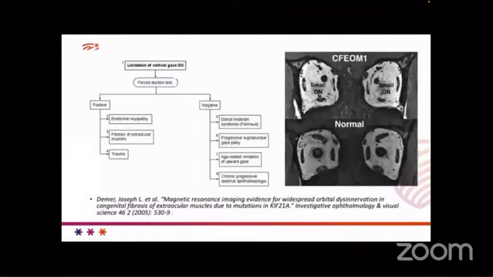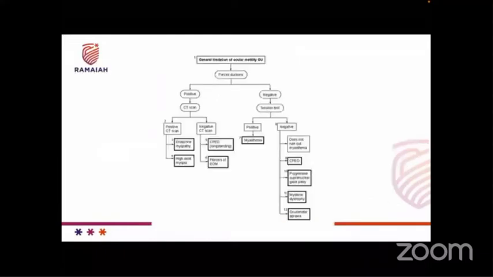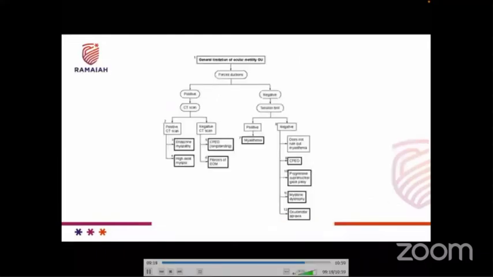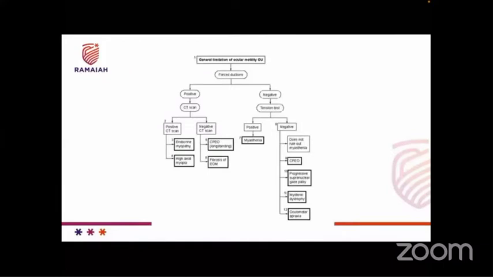If you have a limitation of vertical gaze in both eyes and you have a positive force duction test, it could still be an endocrine myopathy, or it could be a congenital fibrosis of extraocular muscles. As you can see, you have really tiny, tight muscles in the first radiology picture as against a normal patient. If you have general limitation of ocular motility and a positive force duction test, it could be endocrine myopathy as well as CPEO or fibrosis of extraocular muscles.